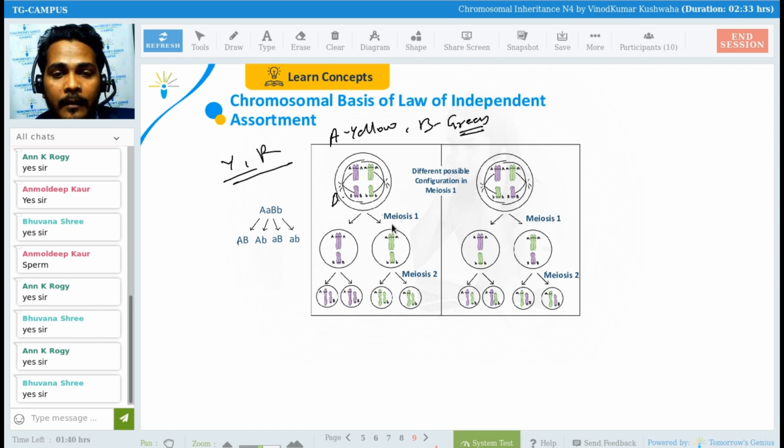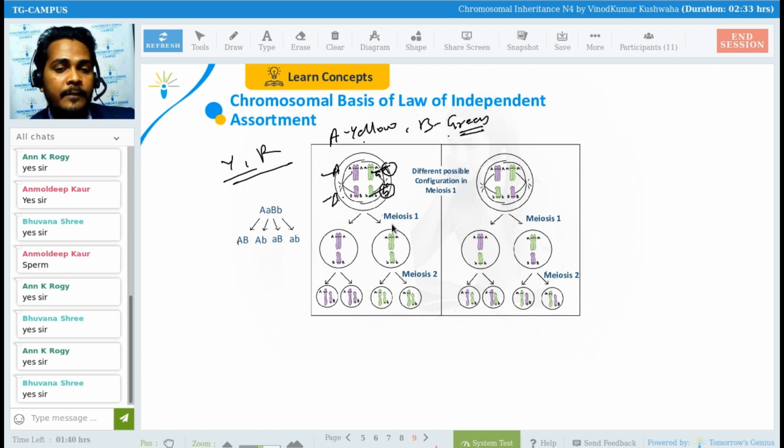That means capital A and capital B are yellow and green, and small a and small b. This is capital A, capital B, and this is small a and small b. Just consider these as round and wrinkled. Both are present on the homologous chromosome. So in total, this is yellow, green, round and wrinkled, right? This is present on one particular homologous chromosome pair.